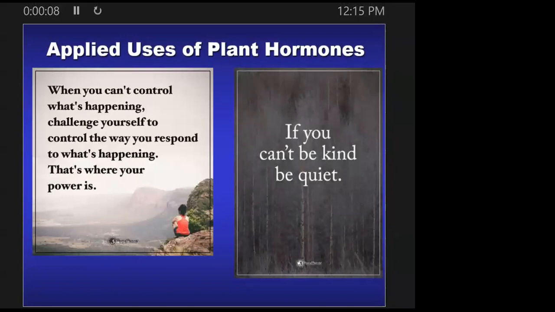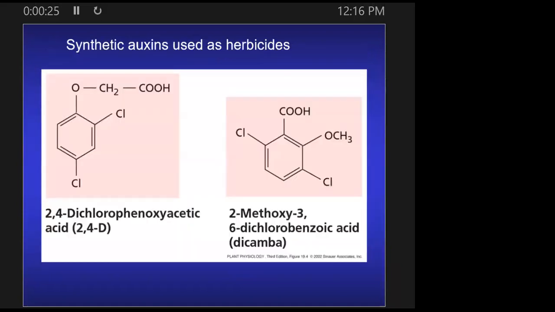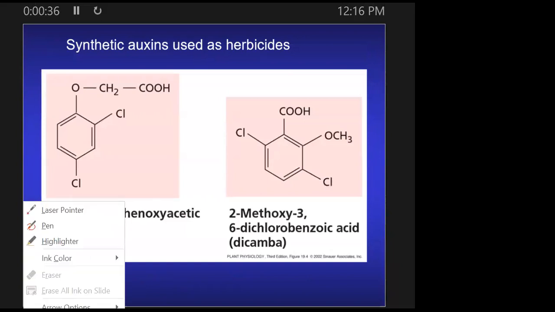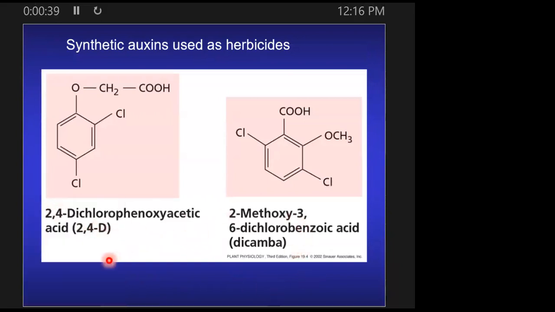So the applied use is thinking about how, now that we understand what some of these hormones do, we humans have taken advantage of that when we are interacting with plants and working with them. Auxins have a long history. You can use those as herbicides, because too much of these auxin hormones can actually be toxic. You might have heard of the herbicide dicamba. That's kind of famous. 2,4-D is another one that's pretty famous.